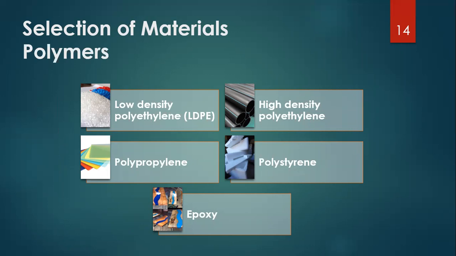There are a number of polymers in the industry, so we had to select the best one among them. So we chose five of the best and most usable polymers which are being used in the industry. Number one is low density polyethylene, LDPE. Number two is high density polyethylene. Third, polypropylene, then polystyrene and epoxy. But we chose LDPE. I'll tell you in the next slide why we chose LDPE.